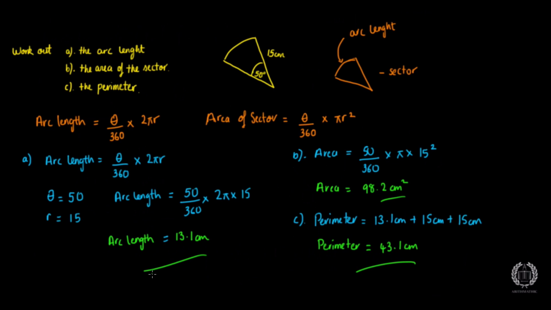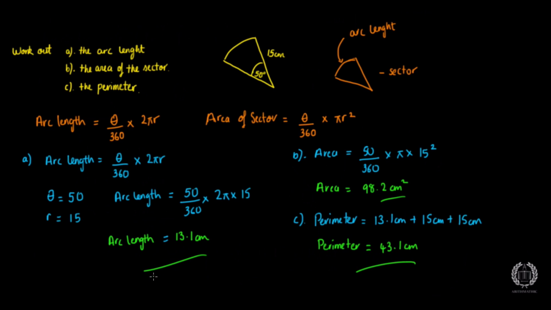Pretty straightforward, right? If you know the formulas though. So really, this is it. This is just for the sector, for this section of this tutorial, this is it. You're just using two formulas, the arc length and the area of the sector. And then the perimeter is just adding all the lengths.